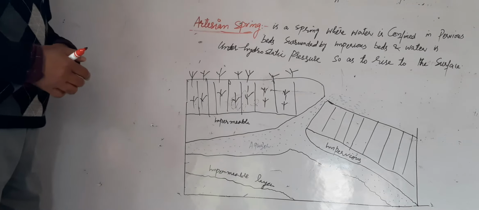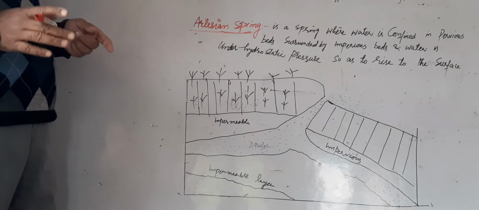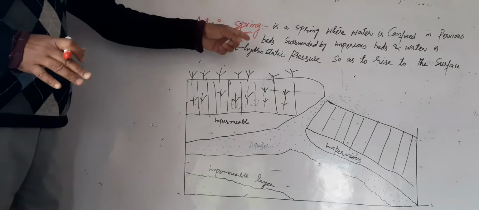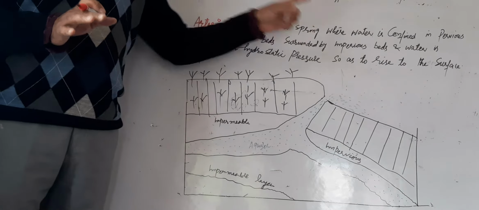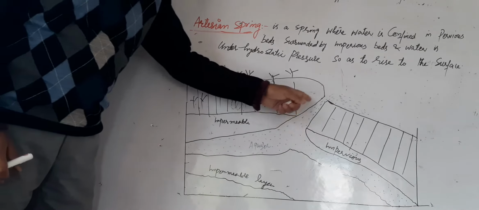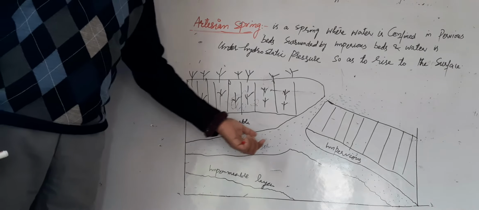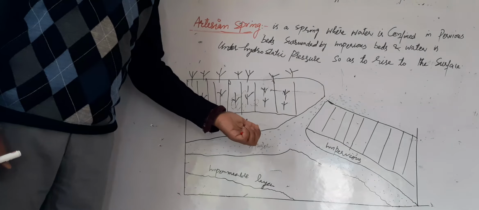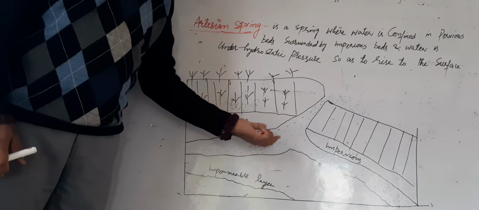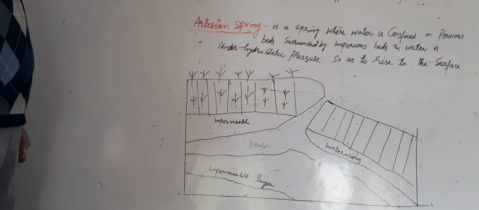artesian spring. Artesian spring is a spring where water is confined in pervious beds surrounded by impervious beds, and water under hydrostatic pressure comes out in such a way so that due to hydrostatic pressure it rises to the surface.